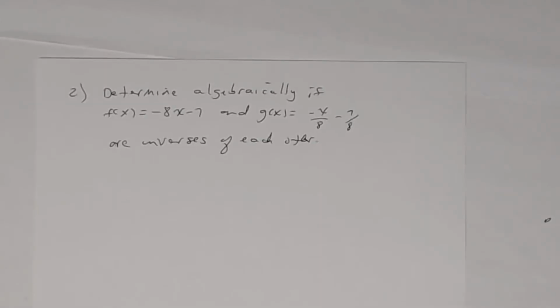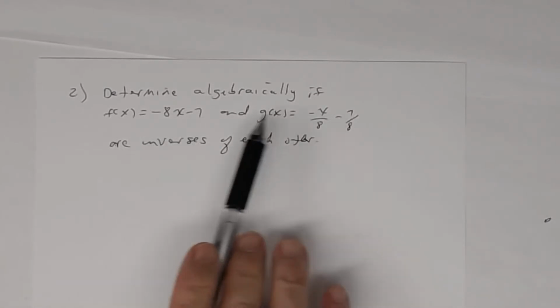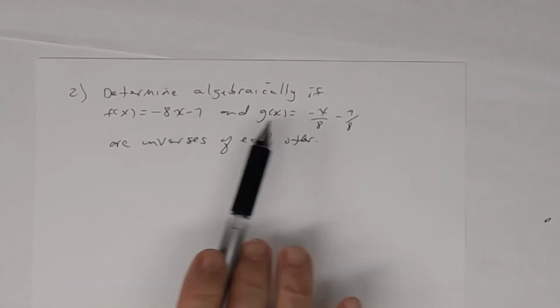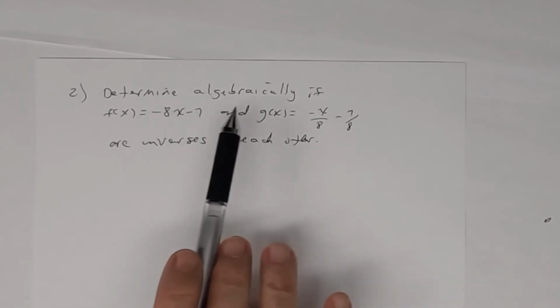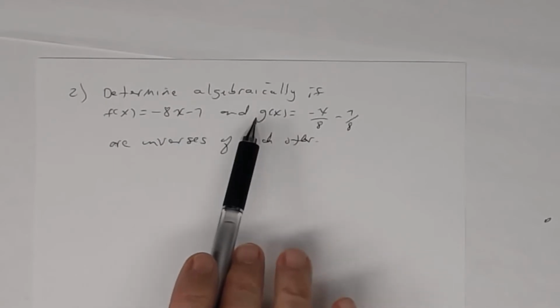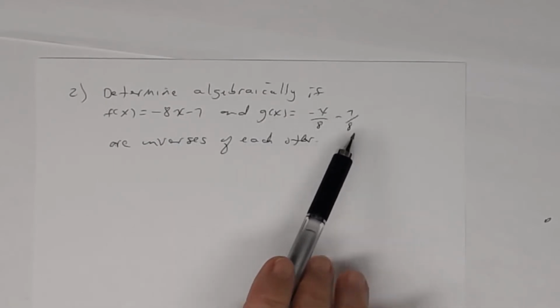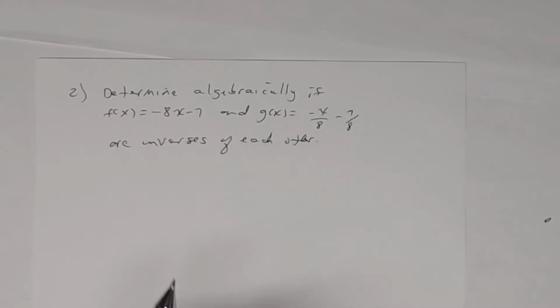Let's look at number 2. All right, here's number 2. So determine algebraically if f of x, and they're both linear functions, so linear function is always the easiest to deal with. Determine algebraically if f of x, which is equal to negative 8x minus 7, and g of x, which is negative x divided by 8 minus 7 divided by 8, are inverse of each other.